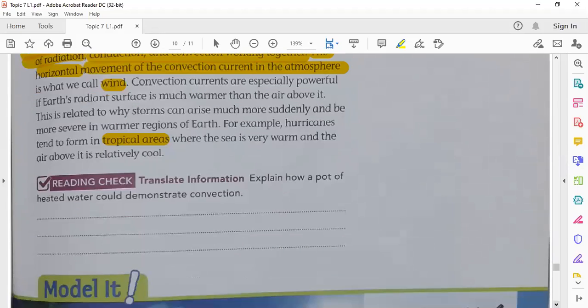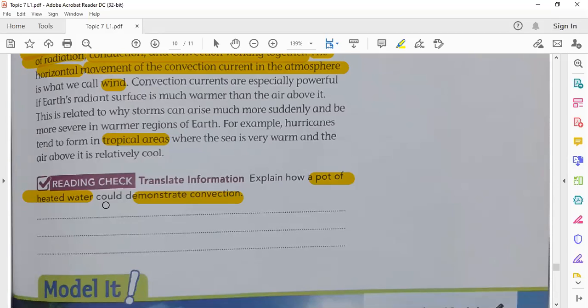Now, who can solve this question? Explain how a pot of heated water could demonstrate convection. Can you explain how convection happens in a pot of heated water? By the way, I explained it to you. Anyone can explain? It is the same thing as when air heats. Convection in air or convection in water is the same. Okay, I will explain. I will send you the answer later, God willing.